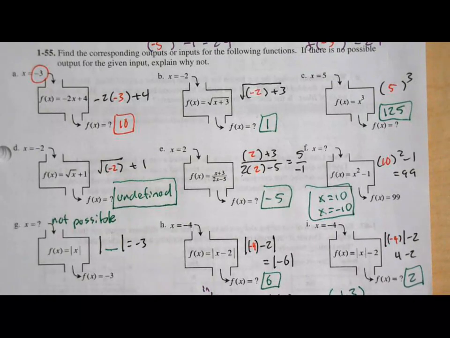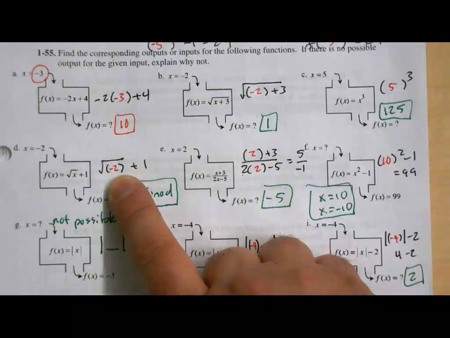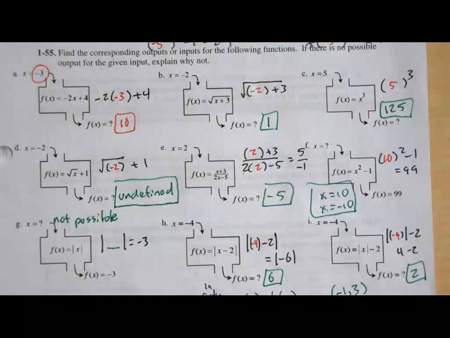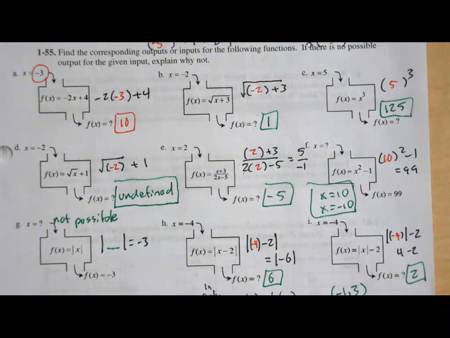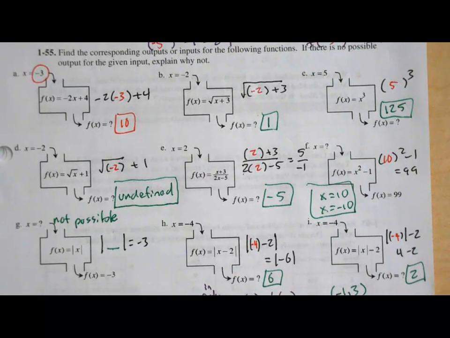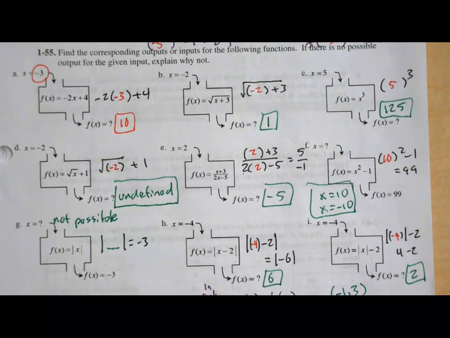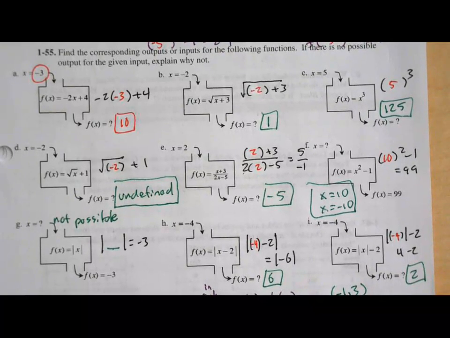So D was kind of a weird one. When you try and take the square root of a negative number, if you put that in your calculator, it's going to give you an error. It'll say domain error. That means it doesn't like you putting that negative inside of a square root. So that's one of those rules in Algebra 1. We will not take square roots of negative numbers in Algebra 1. We haven't defined that yet. So when that happens, we will just write undefined. When you get to Algebra 2, we'll teach you how to take square roots of negative numbers.